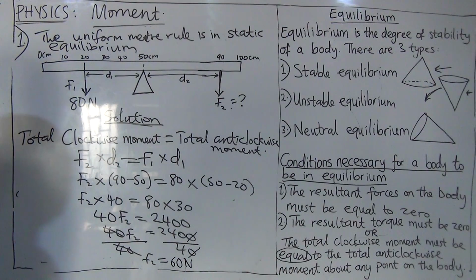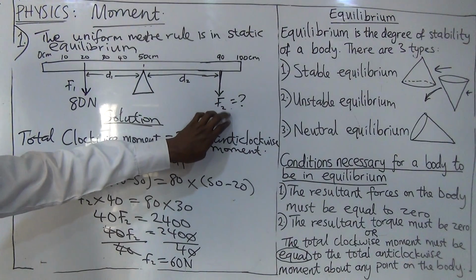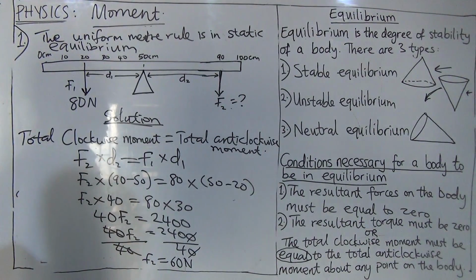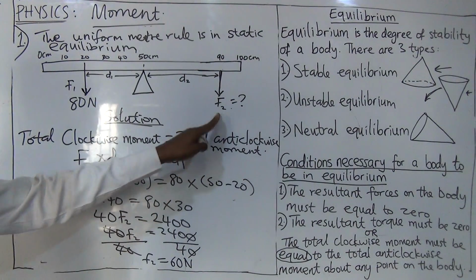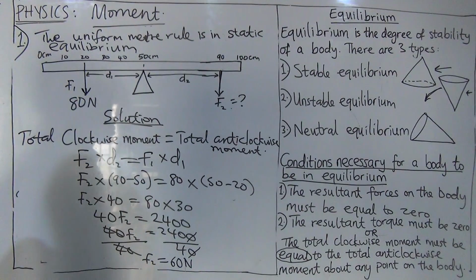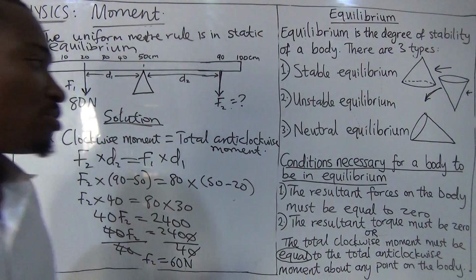60 Newton. That simply means a force of 60 Newton will be needed to balance this beam, okay? So when the force here is 60 Newton, then the beam will be in equilibrium. May we solve another example? Yes, let us solve another example.